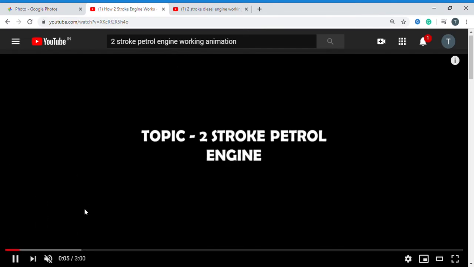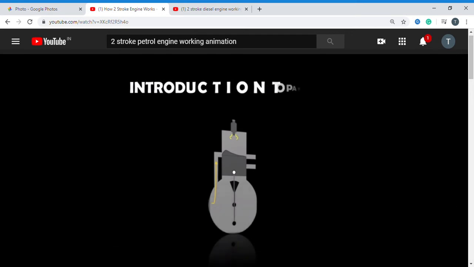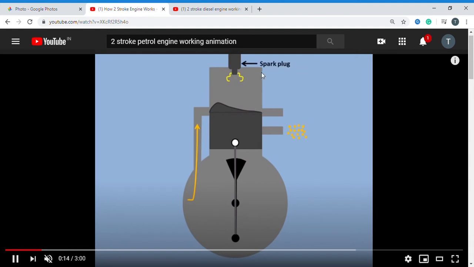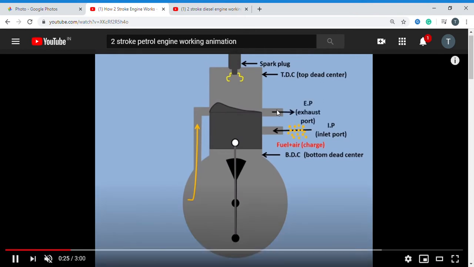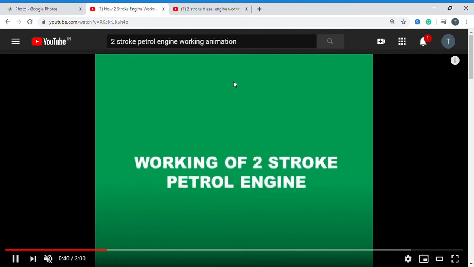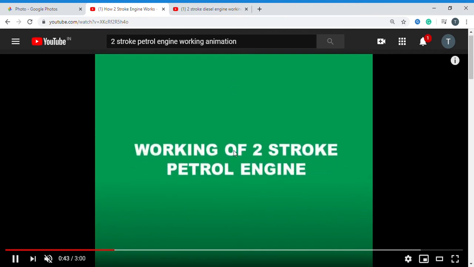You can see the video, then easily you can understand. Spark plug, top dead center, bottom dead center, transfer port, inlet port, exhaust port. Sorry, this is the inlet port, exhaust port. This is the transfer port. Crankcase, transfer port. So this is the petrol engine. The air and fuel mixture enters the engine cylinder, you can observe.